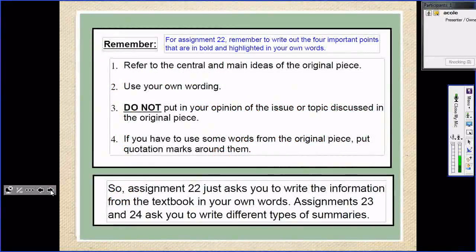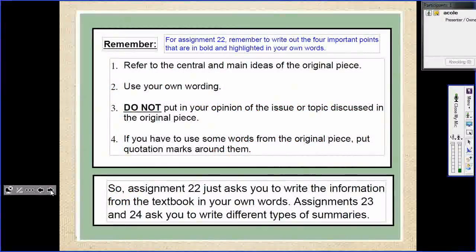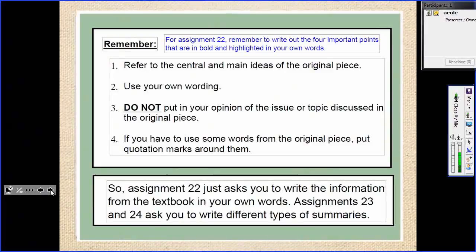So this is how I would explain the four important points from the textbook, right? So just remember to write them out in your own words. You take those words that are bold, and actually, I underlined them today. I think it'll be easier to see. So the four things that I would say, this is how I would explain it. I would say refer to the central and main ideas of the original piece. That's what I would say. All right. Or maybe you might say something like focus on the main idea.